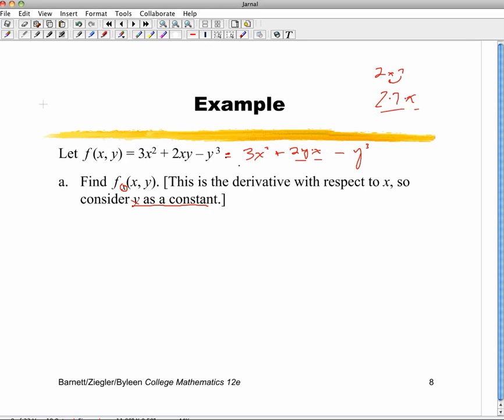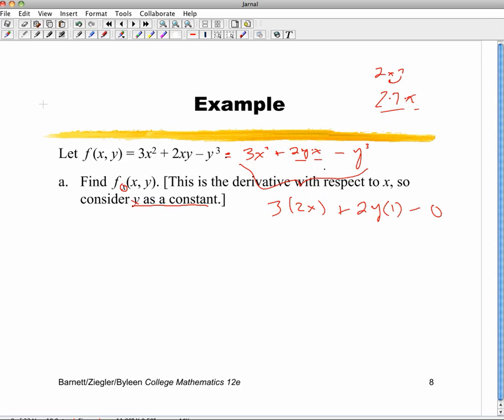So now when I take the derivative of this, the derivative of 3x squared is 3 times 2x, same rule we used before. The derivative of 2y times x, well, I'm treating the y like a number, so I'll have 2y times the derivative of x. The derivative of x is 1. And then I have minus y cubed. Well, if I'm really treating y as just a number, then I'm taking the derivative of a number that has no x's, and the derivative of that would be 0.